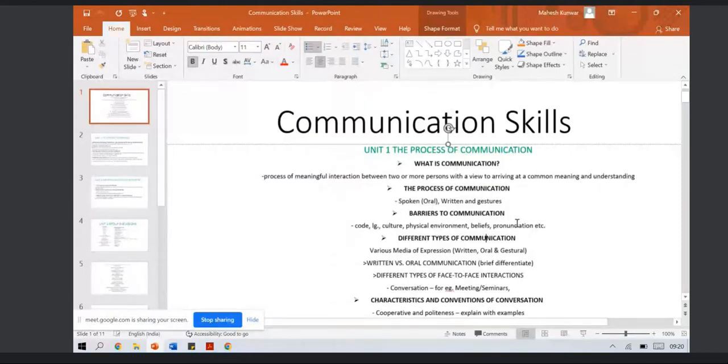And pronunciation, as I said, while we are pronouncing another language, we may have pronunciation problems, like accent. These are some examples of barriers to communication.